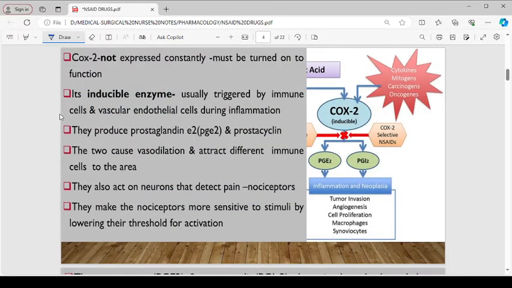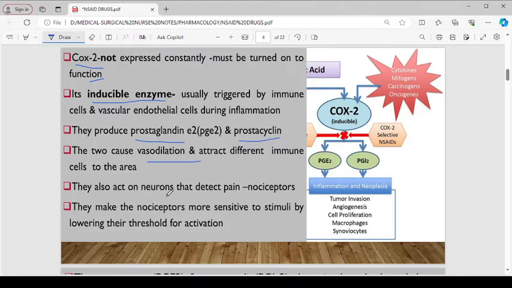On the other hand, cyclooxygenase 2, abbreviated as COX-2, is not expressed constantly, so it must be turned on to function. It is generally referred to as an inducible enzyme. It is normally produced at inflammatory sites during the inflammation process. This COX-2 produces two mediators: prostaglandin E2 and prostacyclin. These two normally cause vasodilation and also attract immune cells into that inflammatory area.